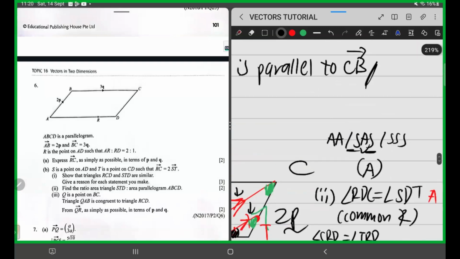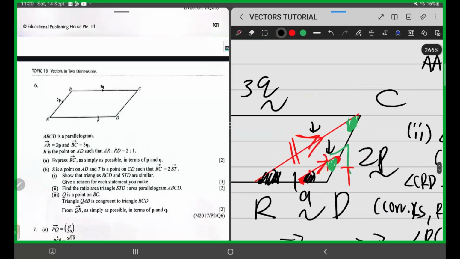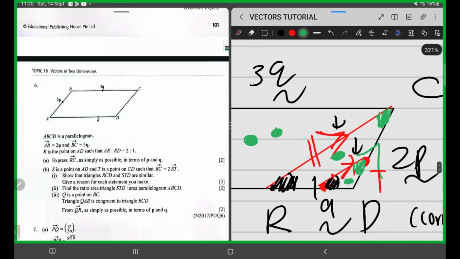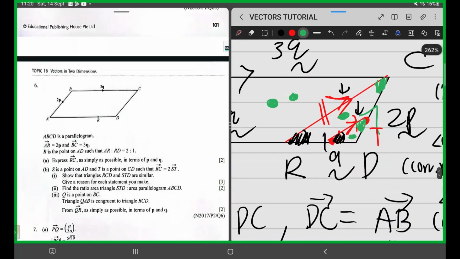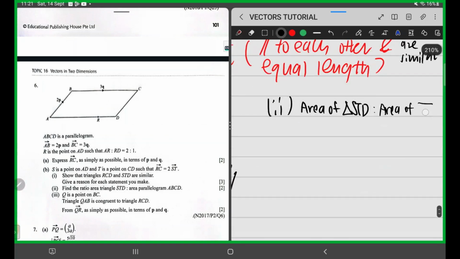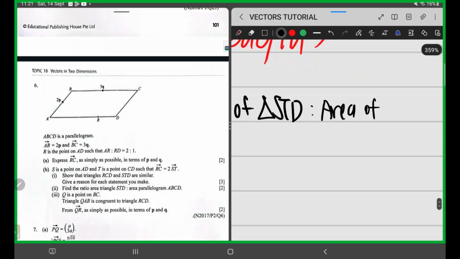So we cannot directly compare, but what we can do is that we can compare this small triangle to this big triangle first. Then we compare this big triangle to this entire parallelogram. Then after that, we compare this parallelogram to this small triangle, right? Because up until this point, we only know that this small triangle is similar to the RCD. So we compare the small triangles first. So area of triangle STD, you compare it to area of triangle RCD.